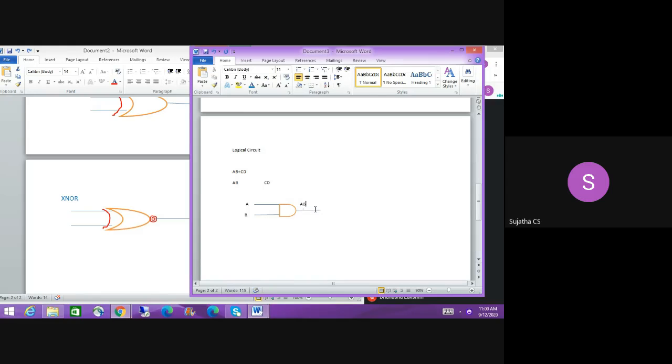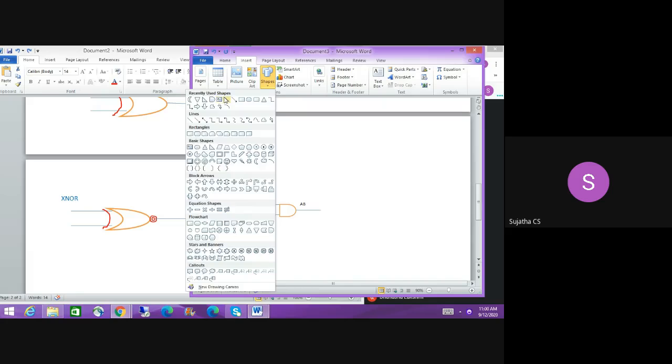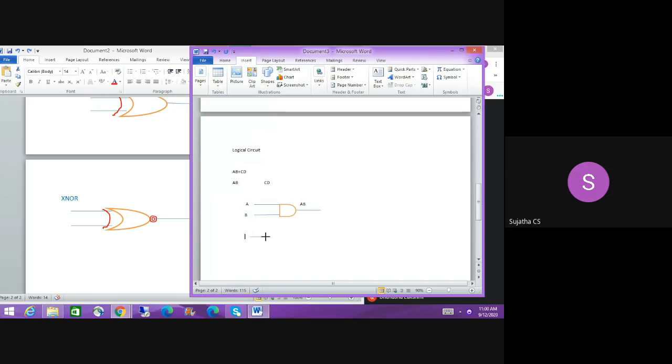A into B. Then we have to draw another circuit, which is C into D. So here what operation is being performed? It is AND, so multiplication. Multiplication means an AND gate. So for the AND gate, again I have to draw the same thing. One second.